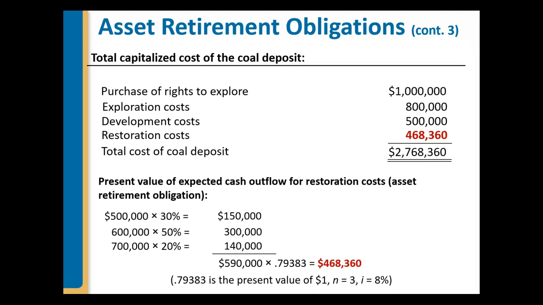$2,768,360. So let's just take a look at that. The purchase of rights, along with the exploration cost, development cost, and then the restoration costs come below. The way we compute those restoration costs are based on those three probabilities. So we take those together, we come up with the present value of that amount at an interest rate of 8%, number of periods of three, to come up with the present value, $468,360. To total our total cost of the coal deposit.